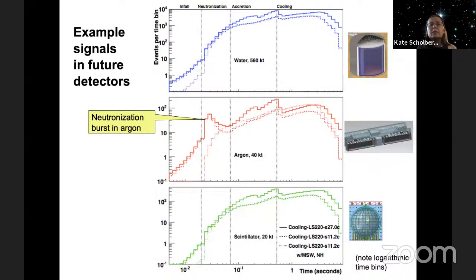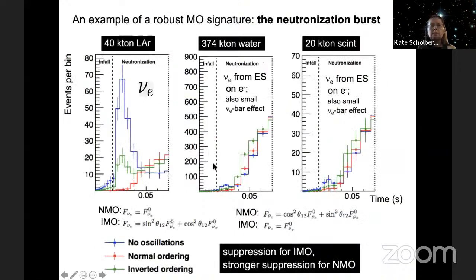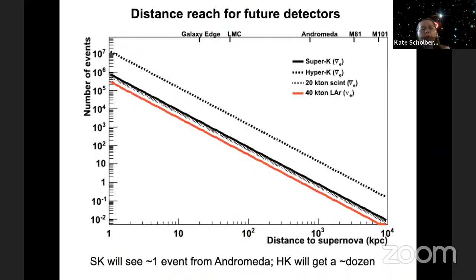These are examples of the kind of signal you'd see as a function of time for these different detectors. For water, this is mostly nu E bar. This is mostly nu E. This is mostly nu E bar. And so there's huge information there that we can learn from. And these are event rates.